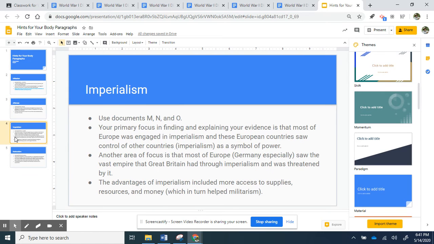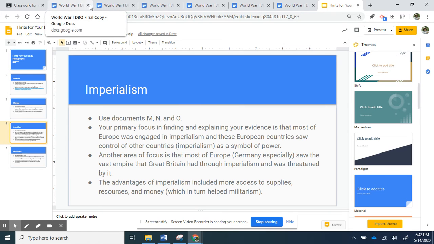Okay, so when you get to imperialism, look at this and go, why did imperialism help cause World War I? Well, I have to look at documents M, N, and O, but I also need to find and explain evidence to understand that Europe was engaged in imperialism, and they saw this imperialism as a symbol of power. And most of Europe, Germany especially, sees the vast empire that Great Britain has built, and they're threatened by it. And then the final thing, this is what they use imperialism for.